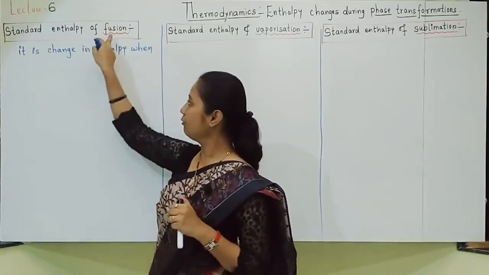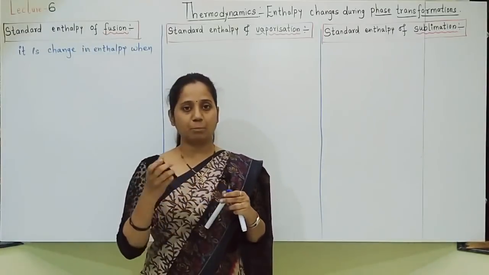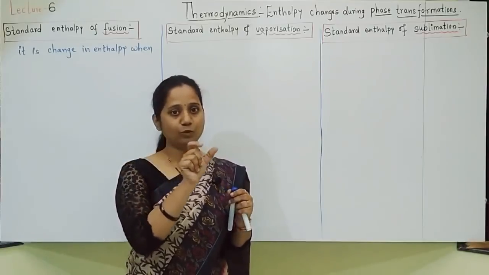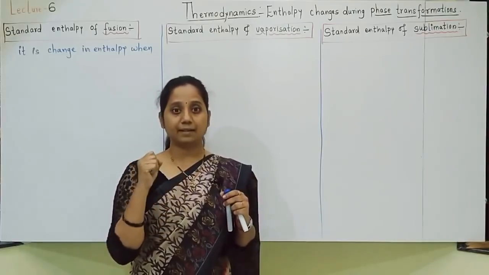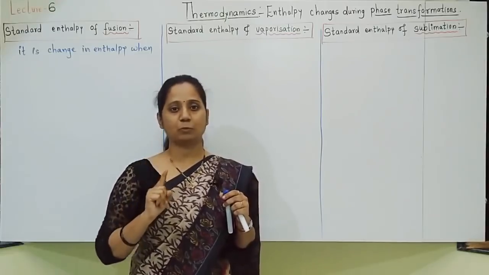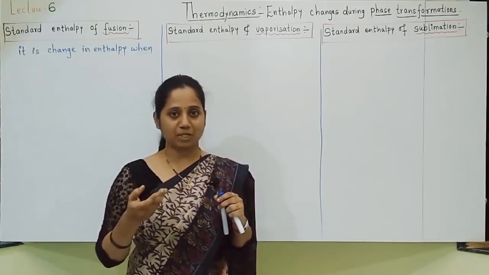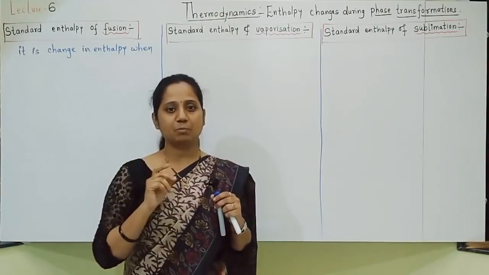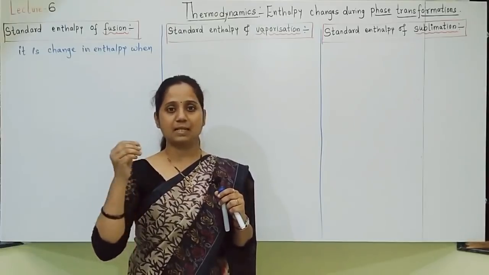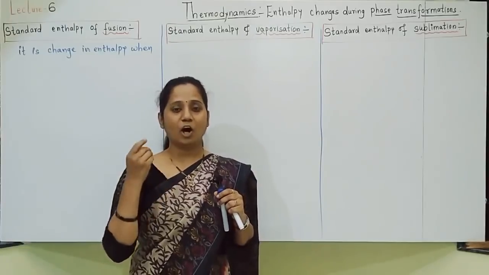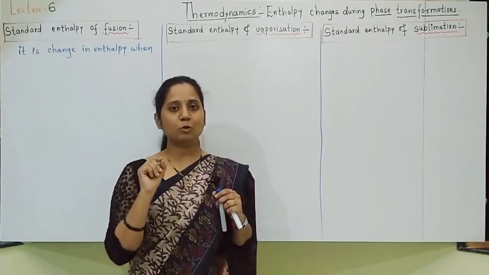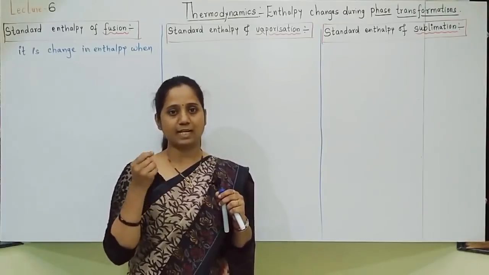Now let us see when fusion is taking place. Fusion means melting. Who will melt? When a solid substance melts into liquid. Then standard: how much solid substance should we consider? Standard is always 1 mole. So the definition becomes: standard enthalpy of fusion means change in enthalpy when 1 mole of a solid substance melts. You should always take 1 mole. When 1 mole of a solid substance melts, that is called fusion.